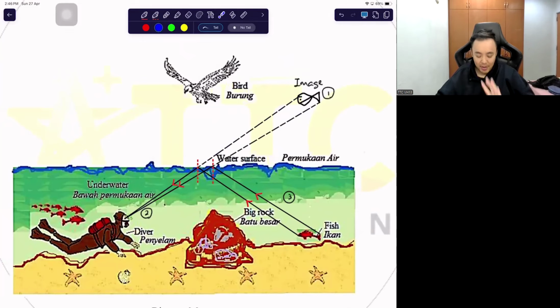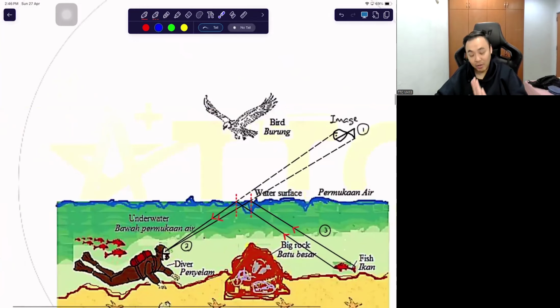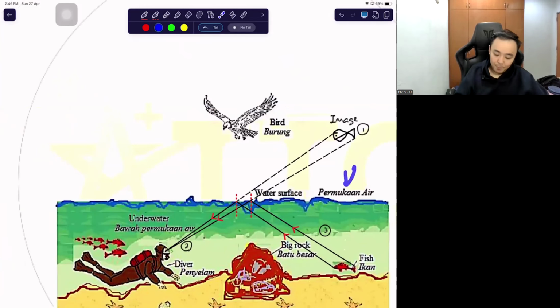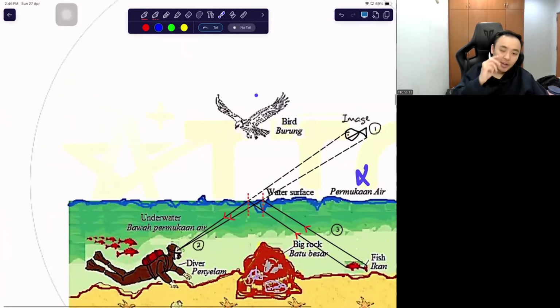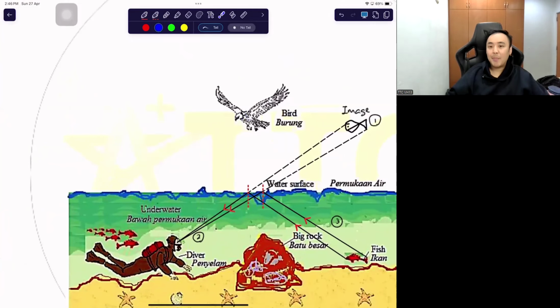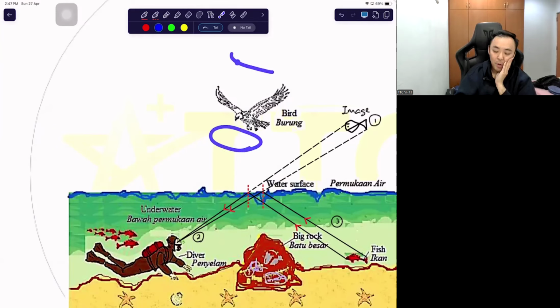Okay, now look here. This one also, pay attention. Don't draw this one first. Now, you look at the bird. What is the phenomenon happening here? If you look at the bird, are you going to have total internal reflection? No need, right? Just refraction, correct? Okay, refraction. Now, one question: the image of the bird, is it going to be closer or further? Where will the image be? Closer or further? Think.